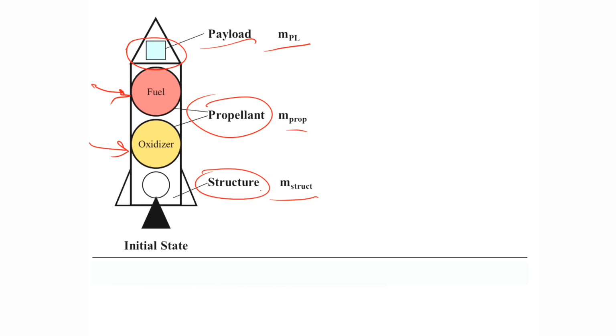And so when you have a fully loaded rocket sitting on the launch pad, we have what we call the initial mass of the rocket, which is the mass of the payload plus the mass of the structure plus the mass of the propellant.